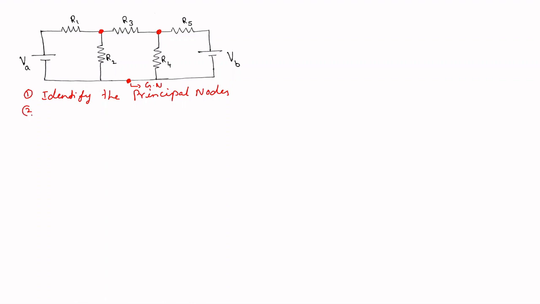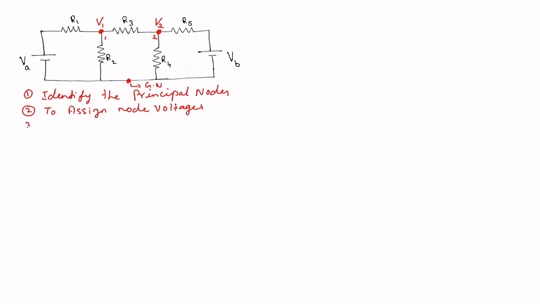The second step is to assign node voltages to all nodes except the ground node. The ground node is at zero voltage or zero potential. So here there are two nodes other than the ground node, node 1 and node 2. Now I will assign node voltages. Let me give the node voltage name V1 for node 1, and V2 for node 2.